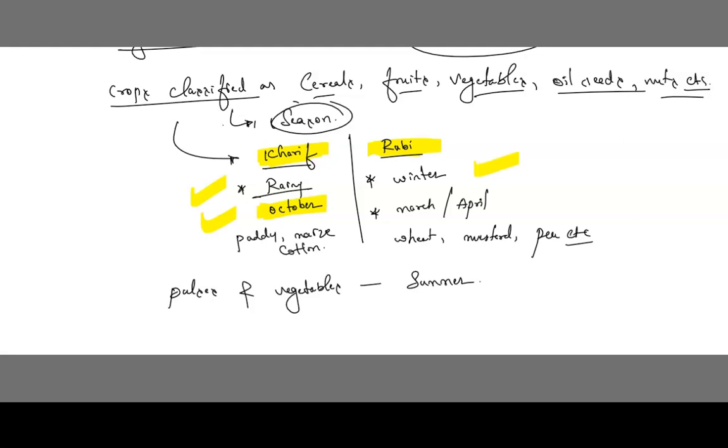And Rabi crops in winter season and harvest in the month of March or April. And we have discussed some examples related to Kharif crops and Rabi crops.